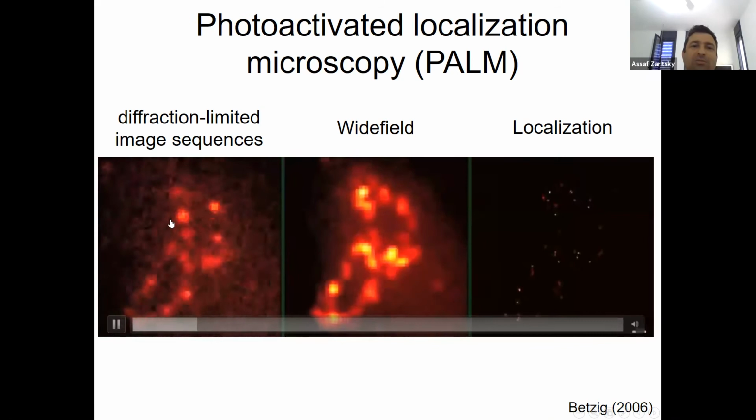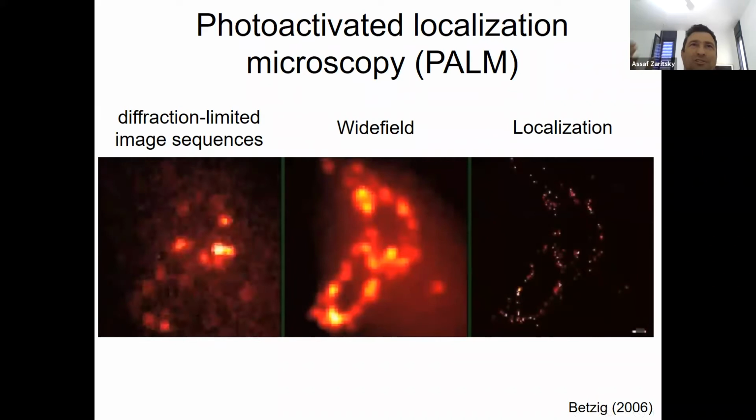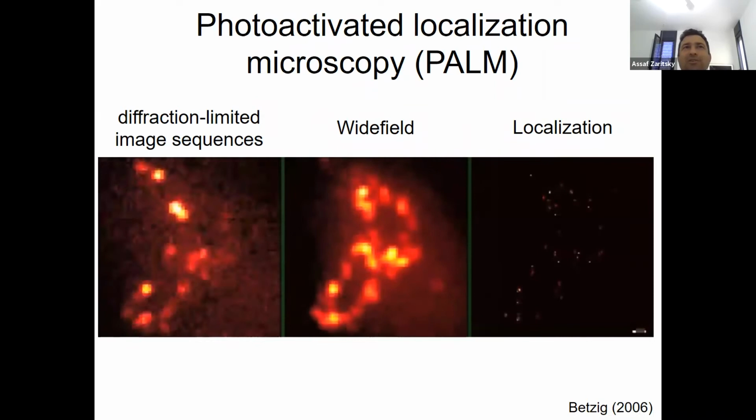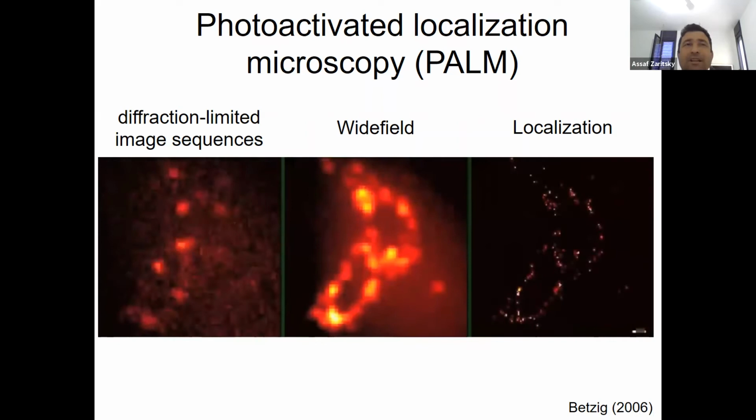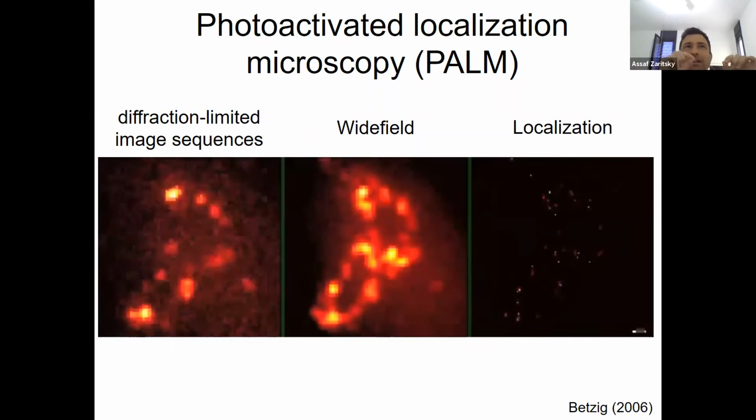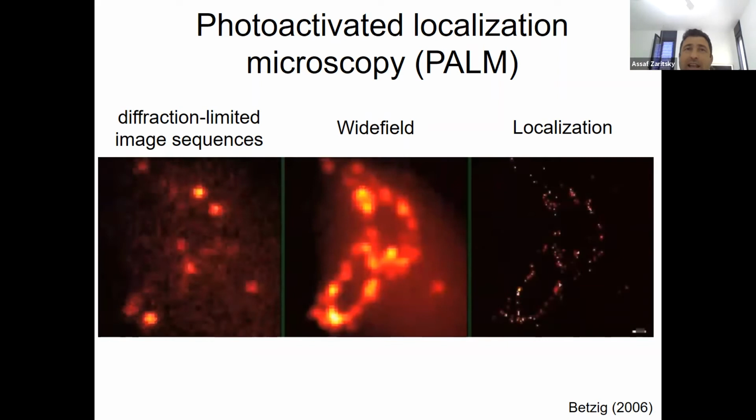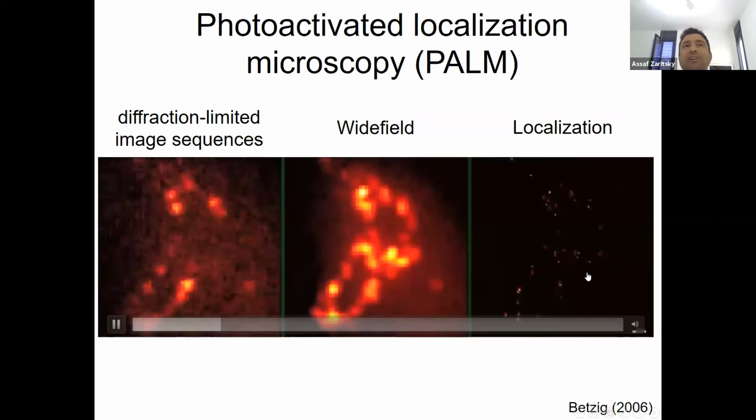And what you do here, you use photo switchable fluorescent molecules or stochastically activated molecules. And then they are activated stochastically. You take a lot of images where each time you can resolve the individual diffraction limited spots because they're not in dense population anymore. After you do that, you can reconstruct a localization image to show you a much finer structure of what you're interested in. Okay?